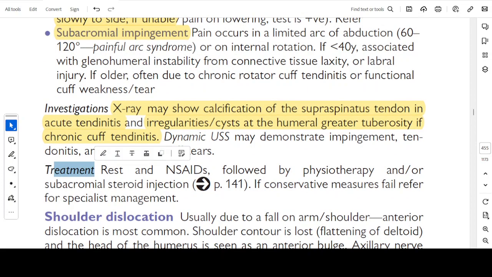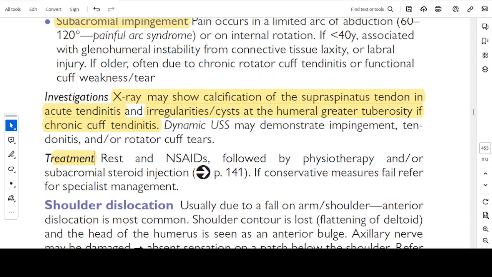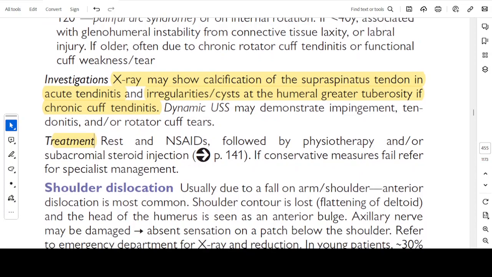Treatment. Rest and NSAIDs followed by physiotherapy and/or subacromial steroid injection. If conservative measures fail, refer for specialist management.